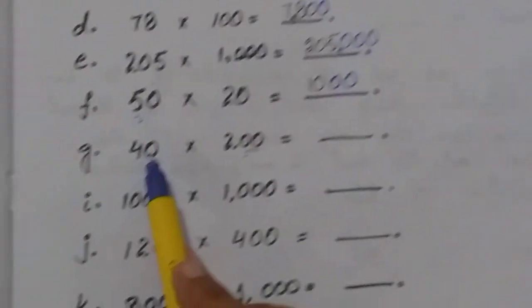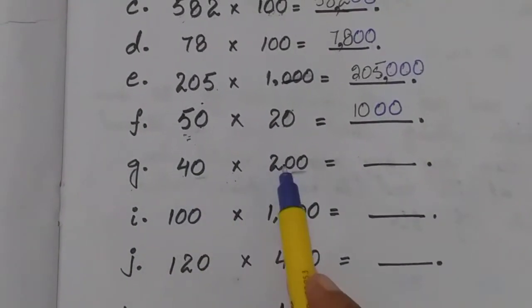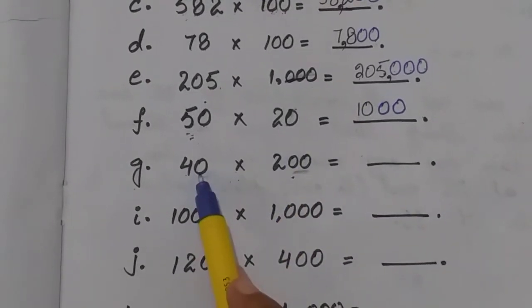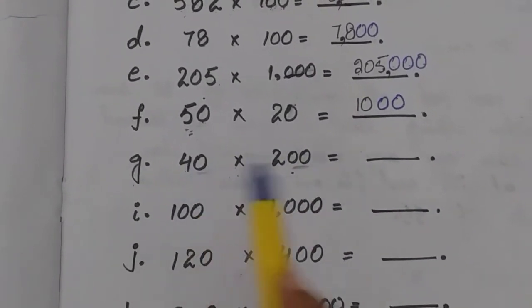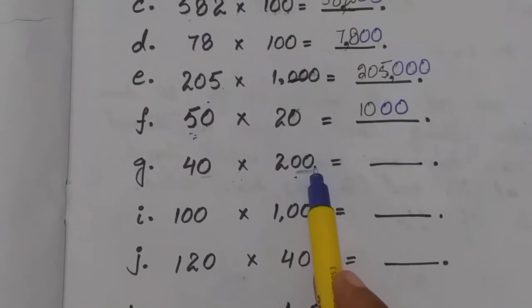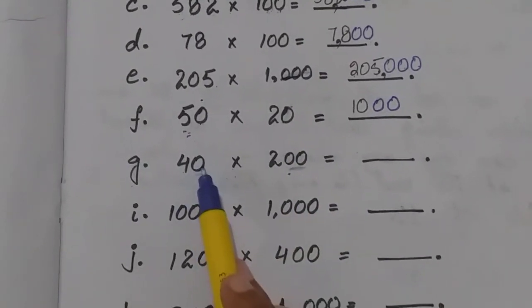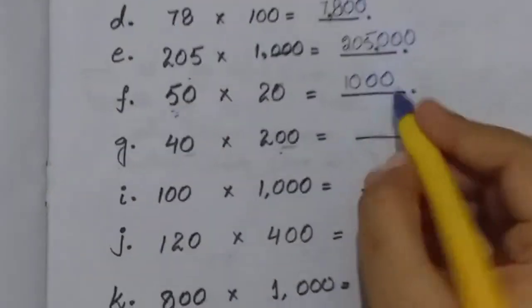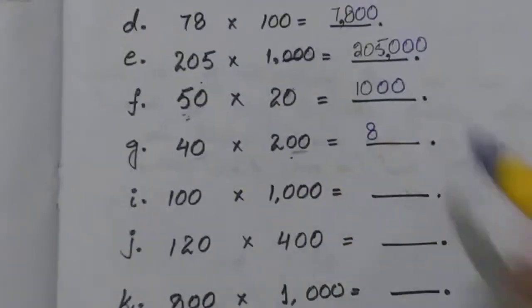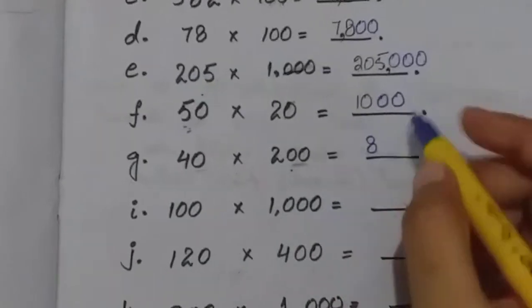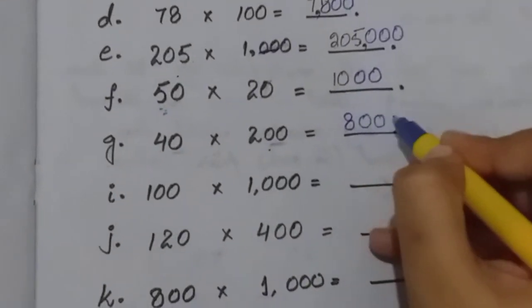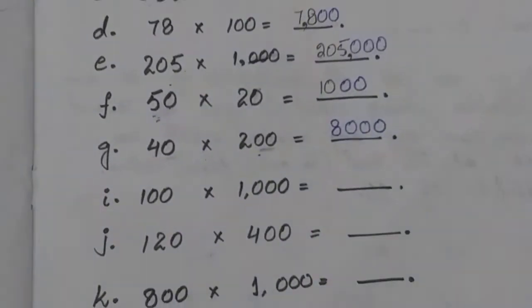Now let's solve this example. Again in this example, multiplicand is 40 and multiplier is 200. In the multiplicand we have the 0 in the last and the 2 zeros in the multiplier in the last. So we will ignore these 3 zeros and find the product of the remaining numbers. 4 multiplied by 2 is equal to 8. Now we will place these 3 zeros in the last. So our answer is 8000.